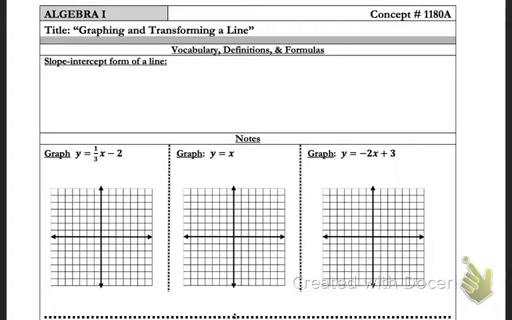Algebra 1, Concept 1180A, Graphing and Transforming Lines.